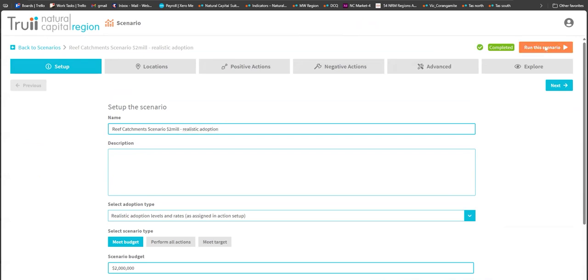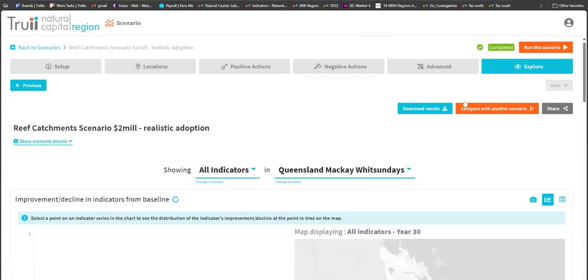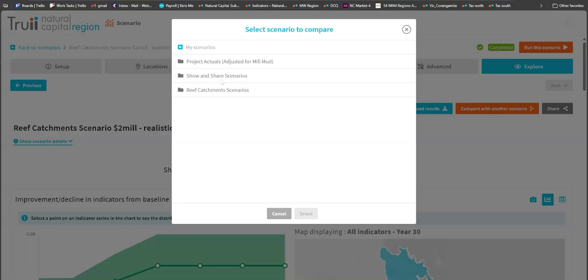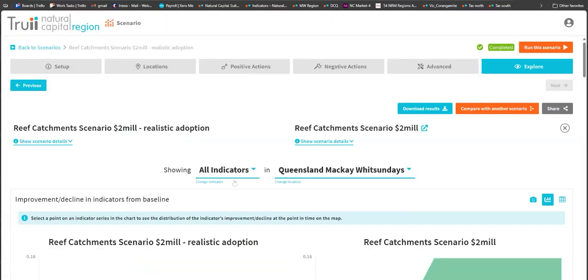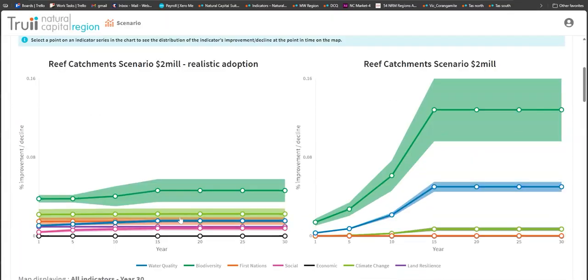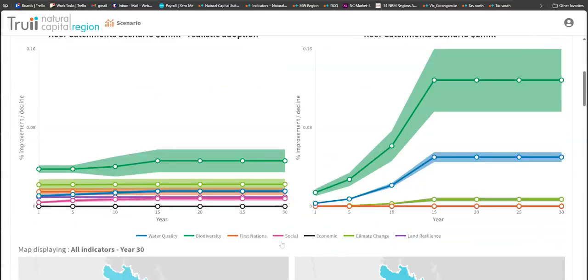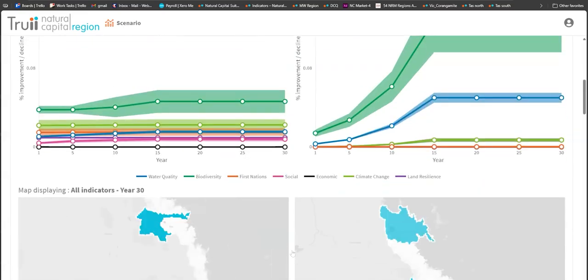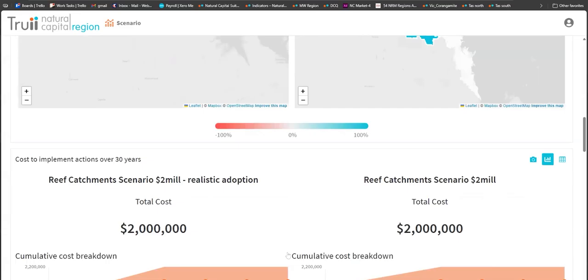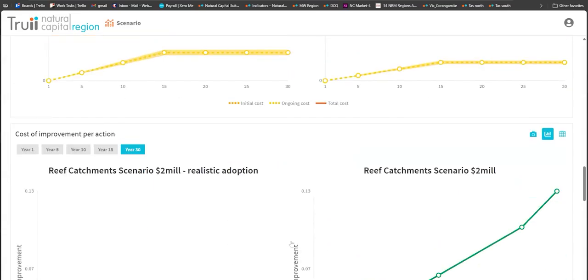Right, let's run that again. And we'll compare that to the original scenario. So that was 100% adoption on day one. And here you can see with realistic adoption, much lower outcomes because of the rate of adoption, that you just basically run out of cheap things to do. And we can look at, we've still spent the money.